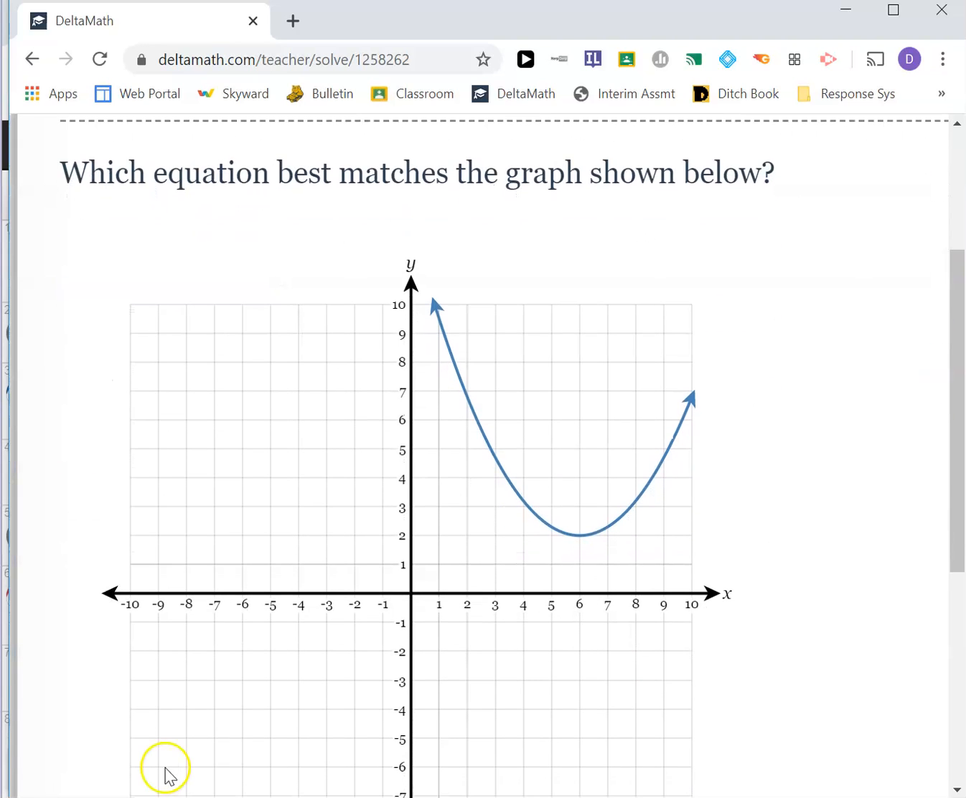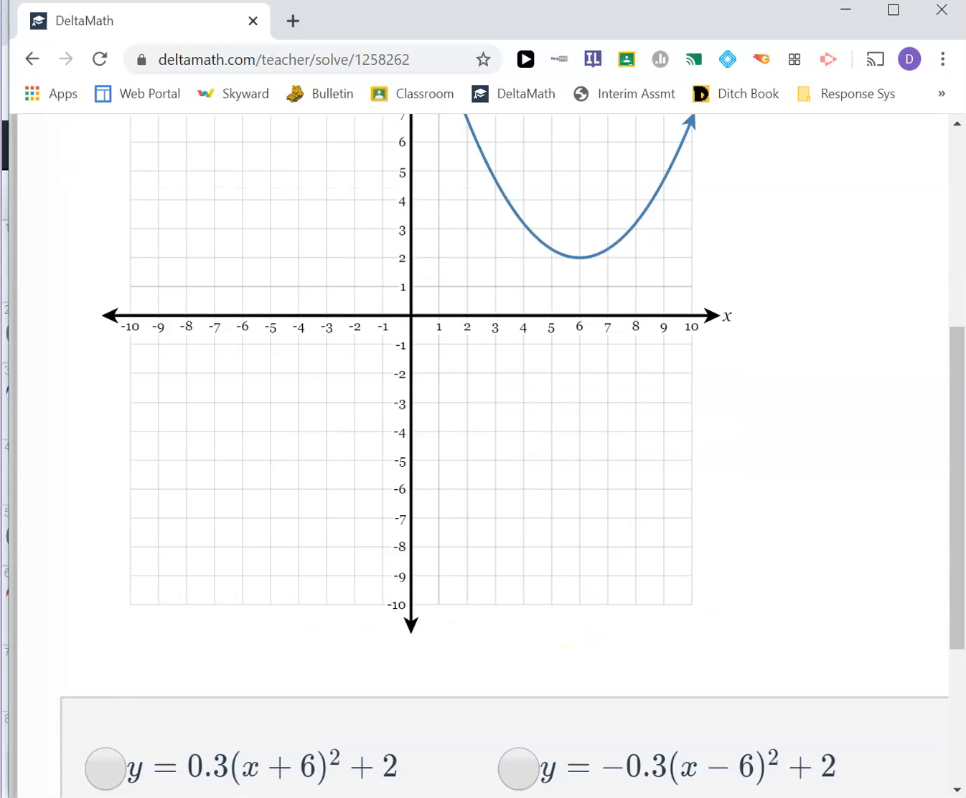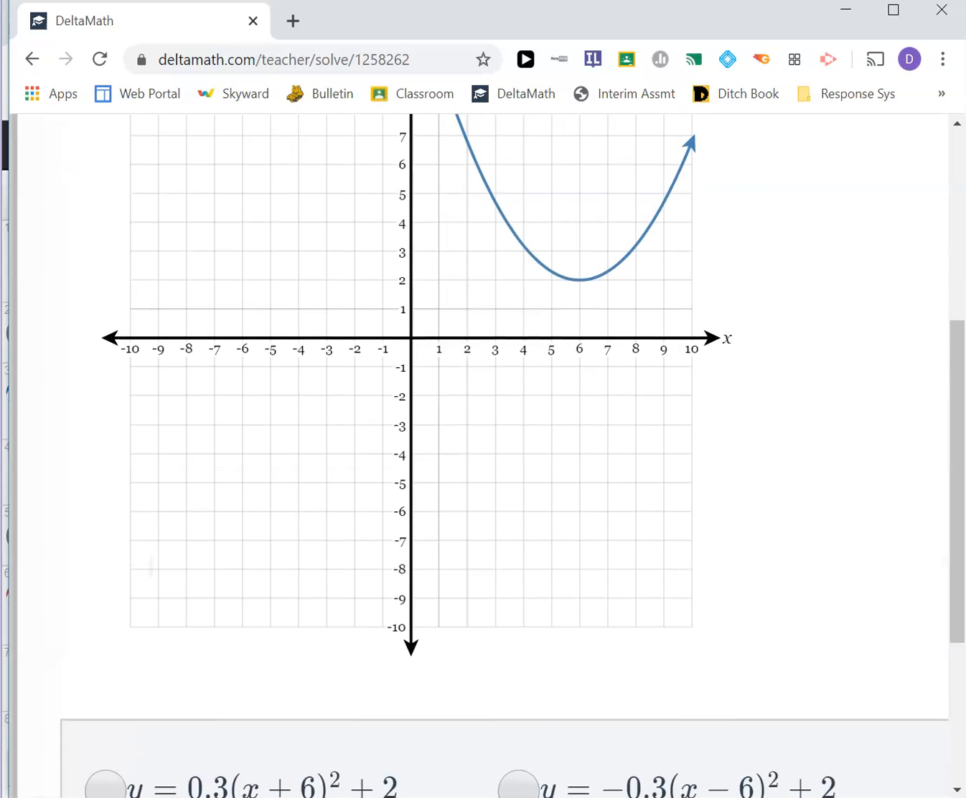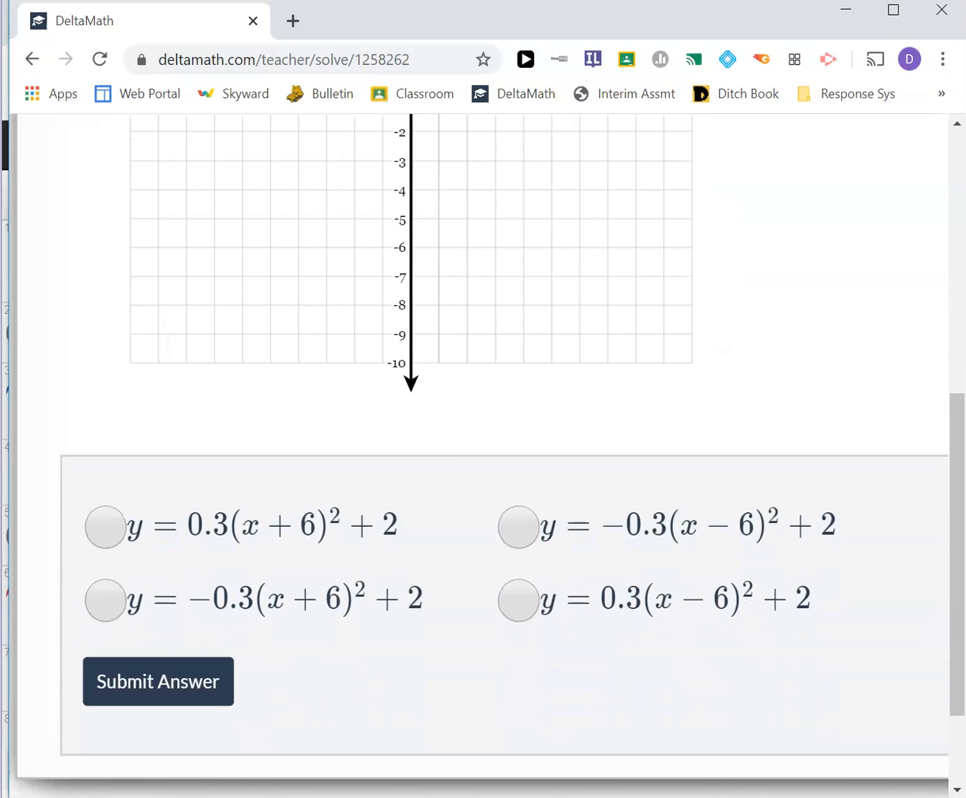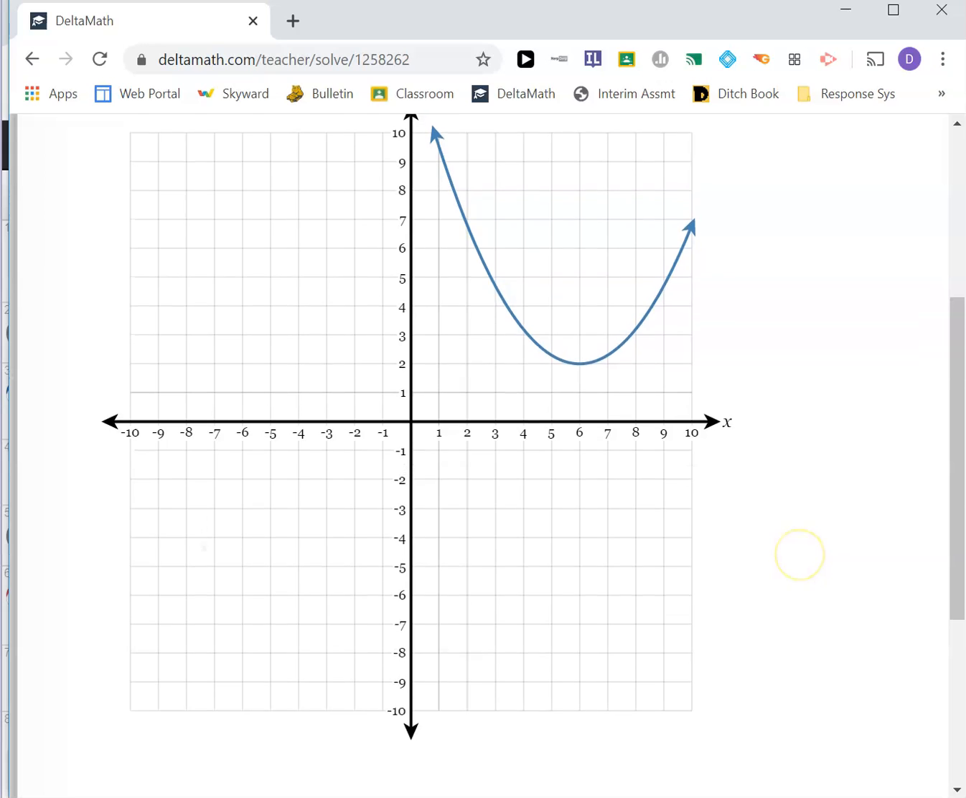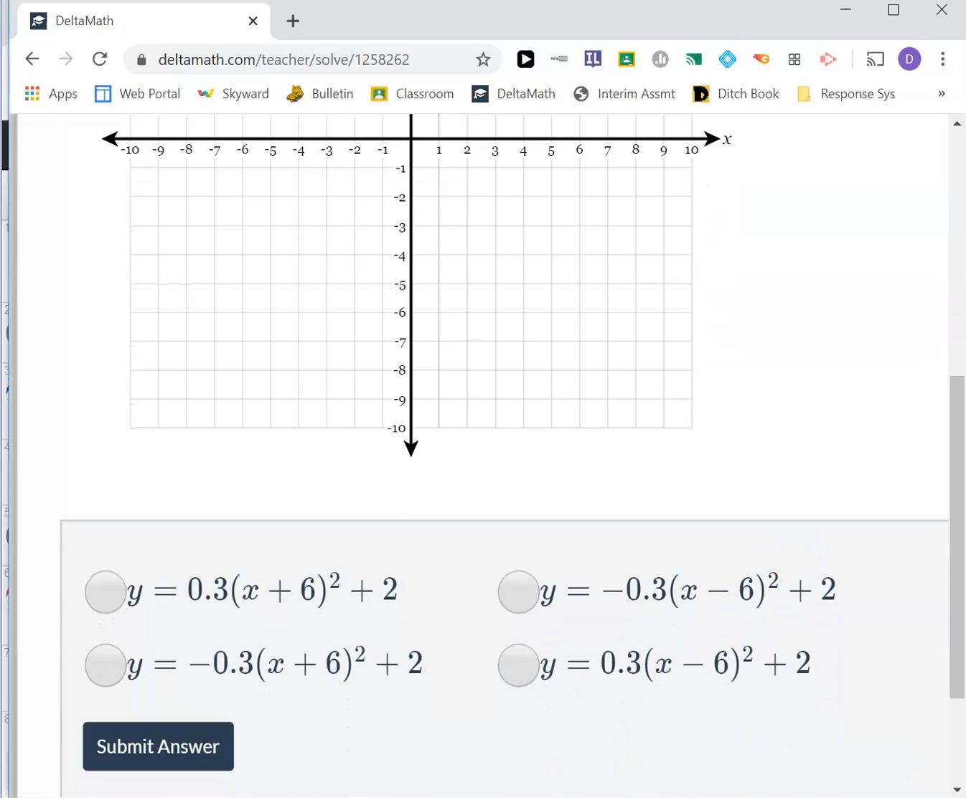That one's shifted right 6 and up 2. Both of these two are shifted right 6 and up 2. So which one is it? Well, it's also pointing up, which means the number here has to be positive. So it's got to be that one.